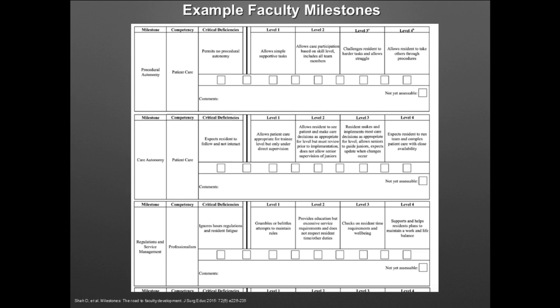If you look under the professionalism competency, these guys actually give each other a level 1 if you grumble or belittle a resident attempting to maintain the work hour rules. So I was like, oh, that's very interesting. You actually go up to level 2 if you're quiet, but you don't respect the work hour rules. So again, for your residents who worry about work hour rules, you show them what's going on in general surgery. Feel free to share that with them.